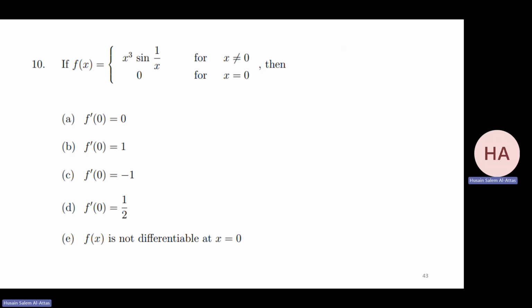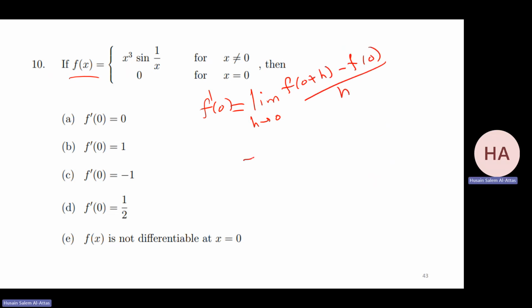I'll do this one and the next one, and then I will stop. I have this function. I need to find f prime at 0. I cannot do it using the formulas. I must do it through the derivative. Limit h goes to 0, f of 0 plus h minus f of 0 over h. Left and right are the same, so no need to do it.